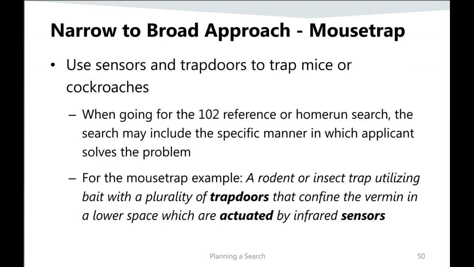An example of a home run search for the hypothetical mousetrap application might focus exclusively on using sensors to actuate trap doors, confine mice and cockroaches in a lower detention chamber.